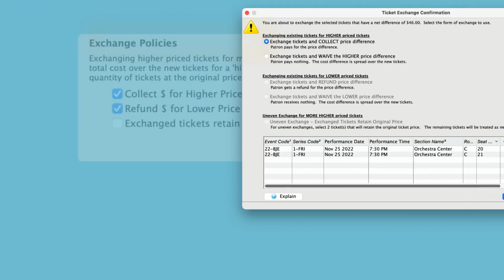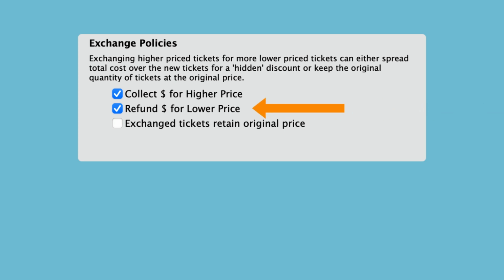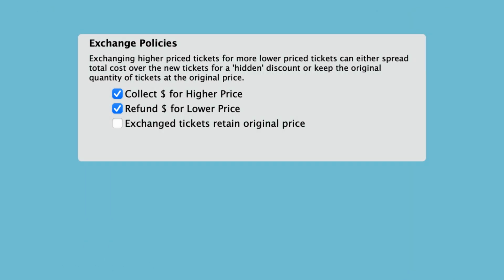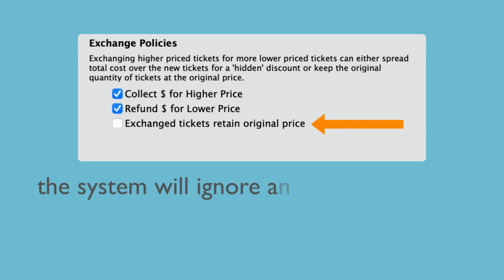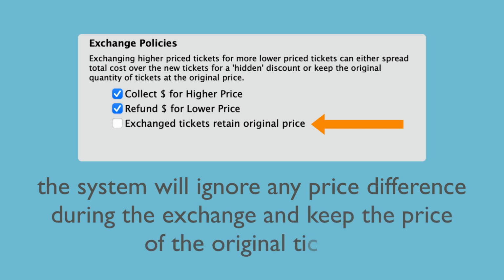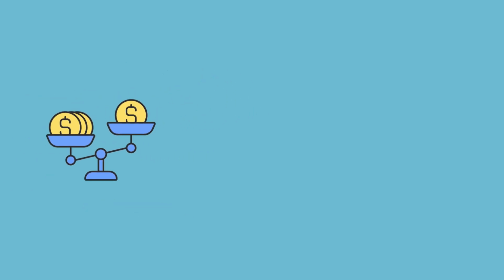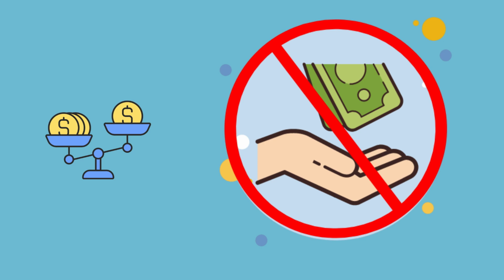The second option, Refund for Lower Price, acts in much the same way as the first. If the patron exchanges to a lower price ticket, the system will calculate the difference and pre-populate the exchange confirmation window with the refund calculation. If the third option, Exchange Tickets Retain Original Price, is checked, the system will ignore any price difference during the exchange and keep the price of the original tickets. In other words, no matter what price difference there might be, the patron neither pays nor gets a refund.